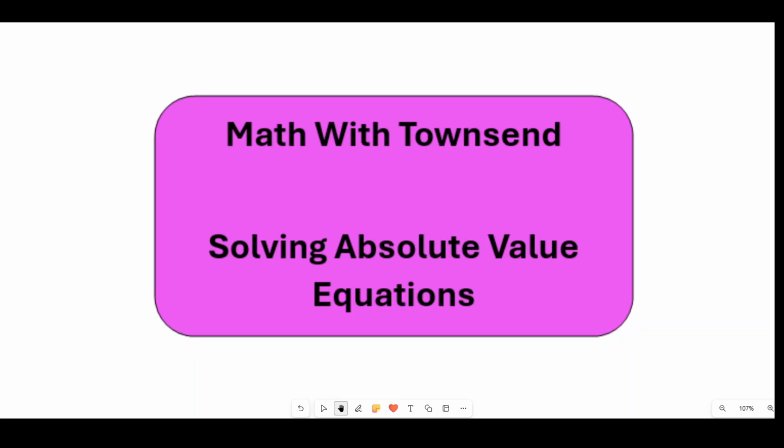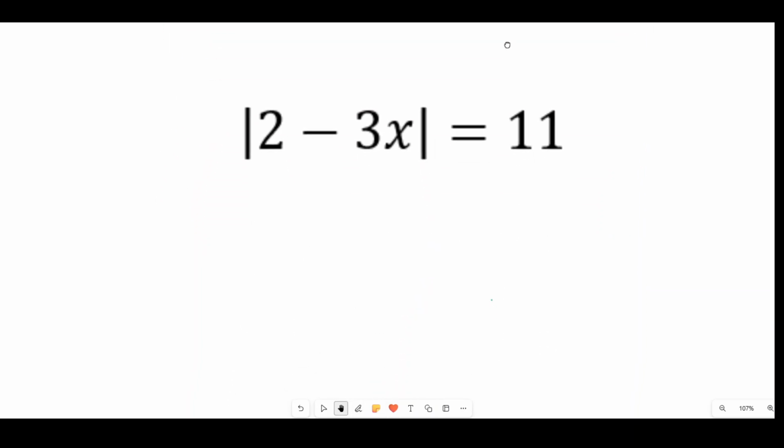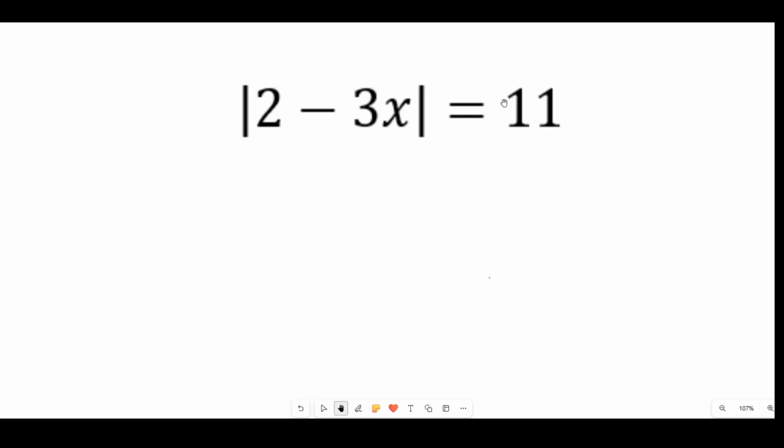In this video, I'll be solving absolute value equations. There's an absolute value equation. Now we know what the absolute value signs mean.